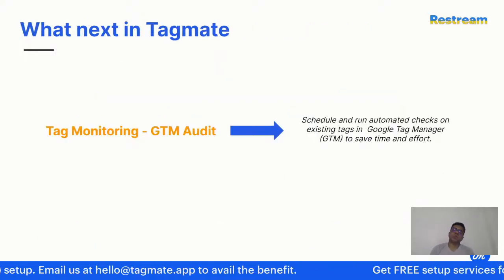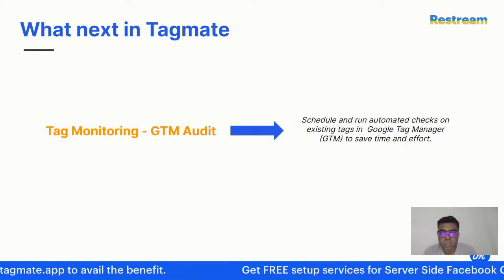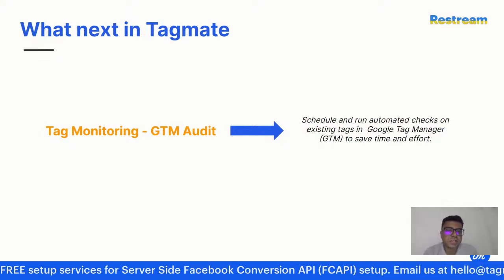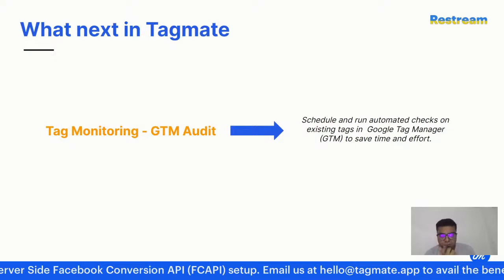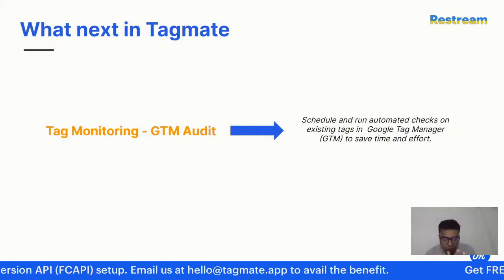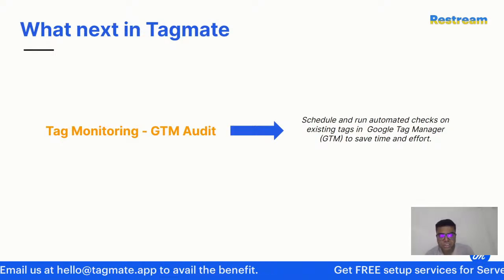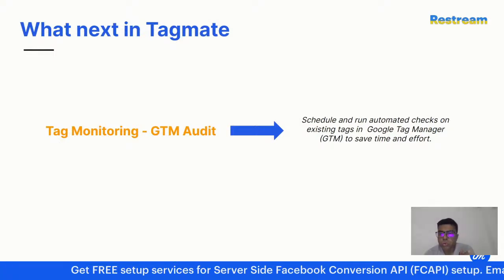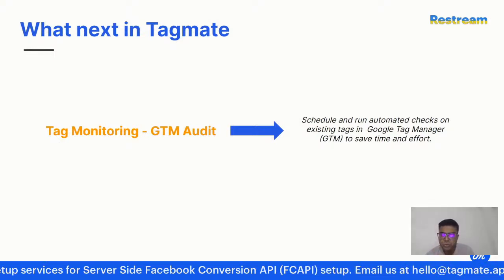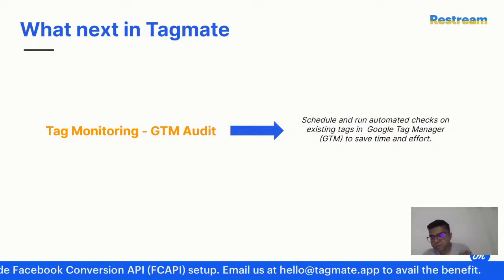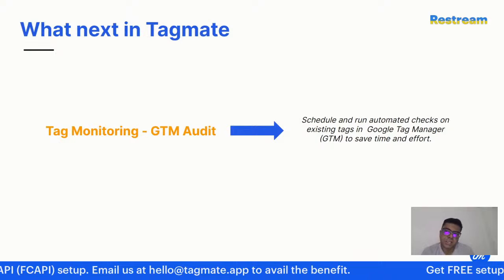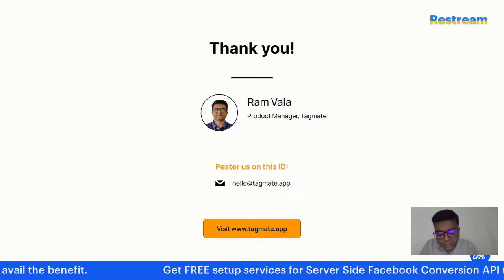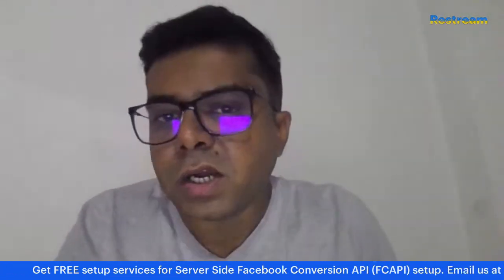I just want to highlight what's next in our product roadmap. We are already working on tag monitoring. My engineering team is working on it, and Tagmate monitoring is something where you can schedule and run automated checks on the existing tags in Google Tag Manager to save time and effort. It's a very useful feature, and many of our users actually requested this kind of feature in Tagmate.